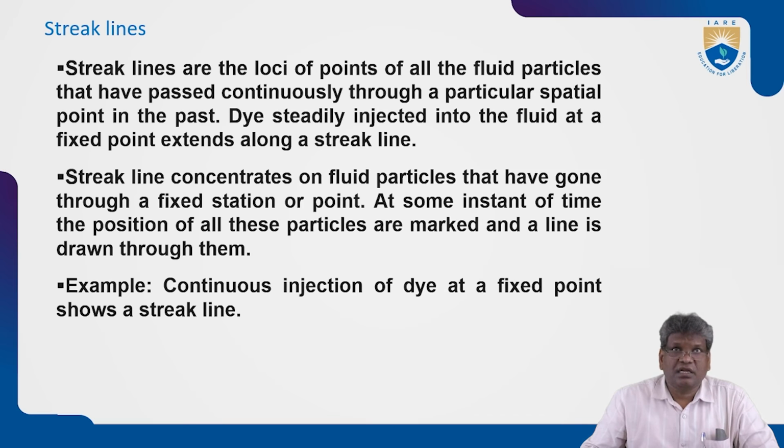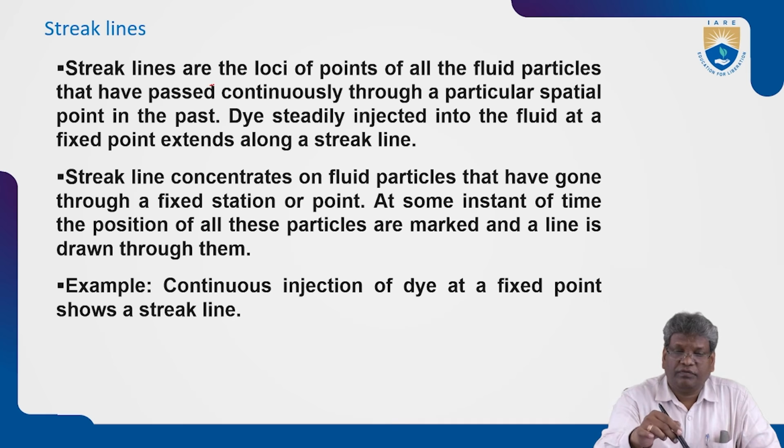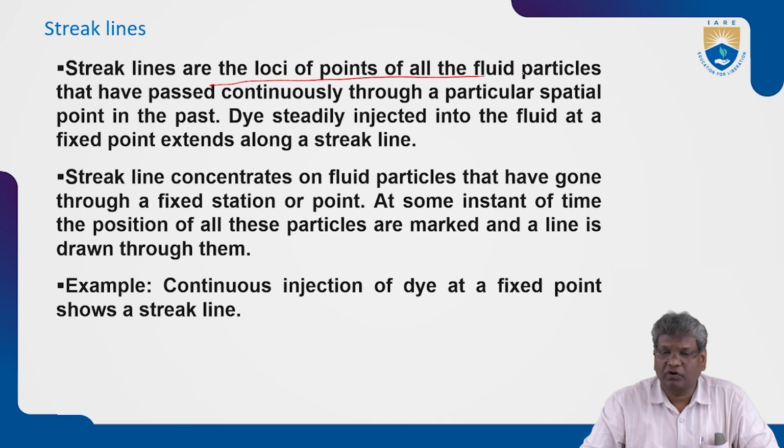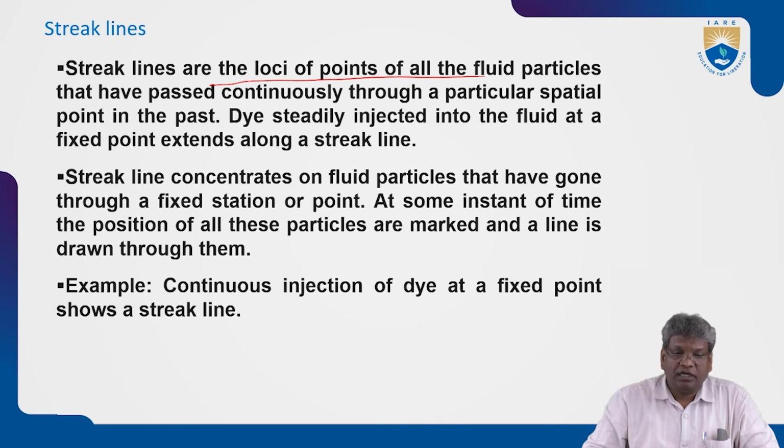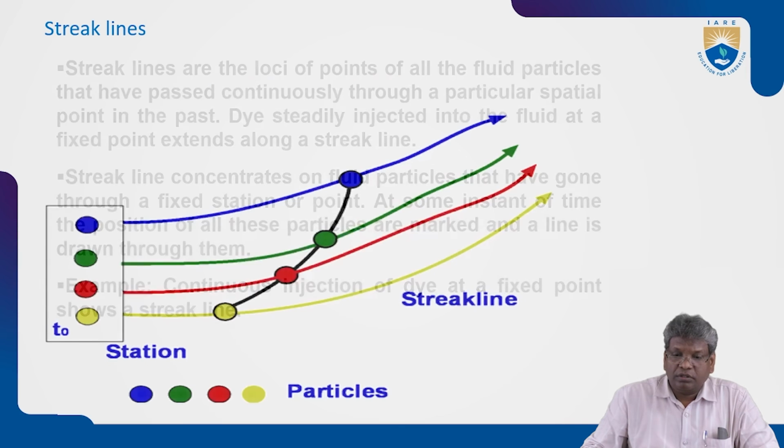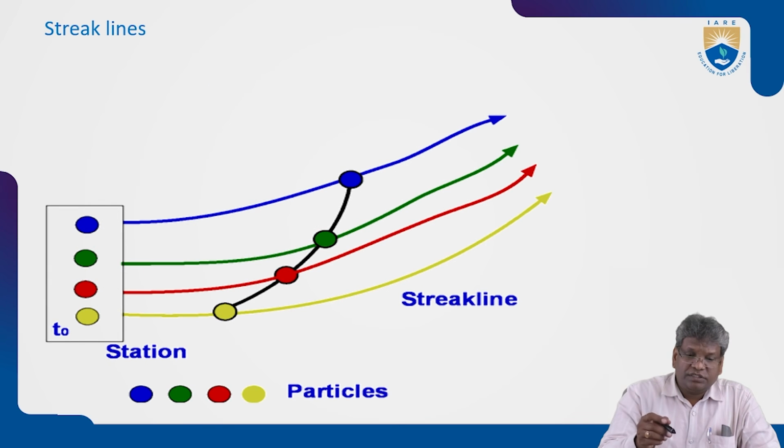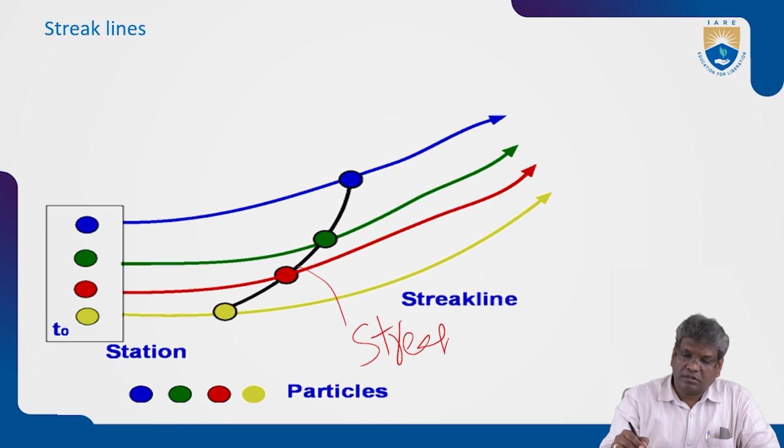Then streak lines. Streak lines are the loci of points of all the fluid particles that have passed continuously through a particular spatial point in the past. You can observe here the line joining different colored balls, yellow, red and white. This is a streak line.